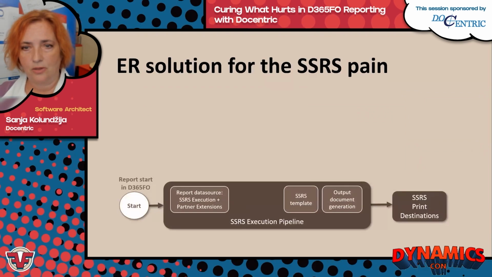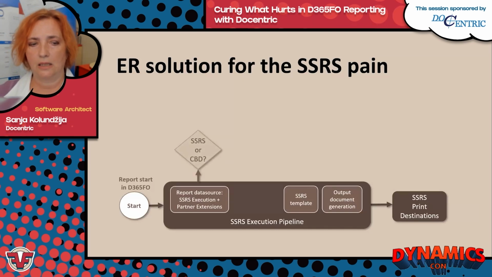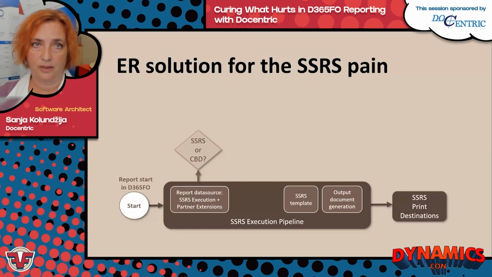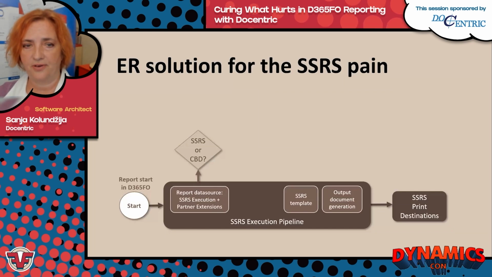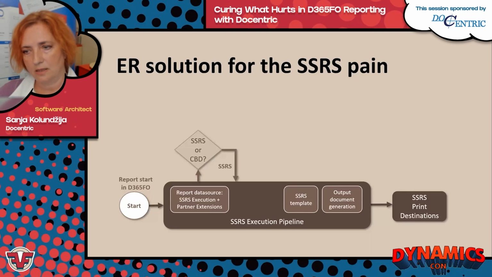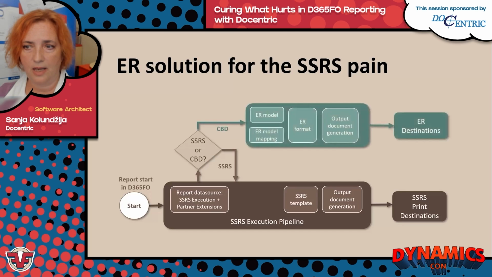So let's talk about it. In the first phase, how did electronic reporting solve the pains of SSRS? If we're talking about the print management reports, they are started in the same way as SSRS, in the same menu items. And then in the print management setup, it's specified if the format used will be SSRS or ER. So if it is SSRS, the execution further goes in a standard way. But if it is ER, then a completely new path is executed.